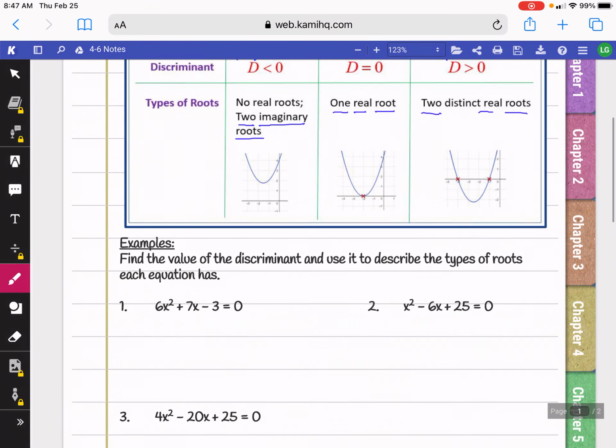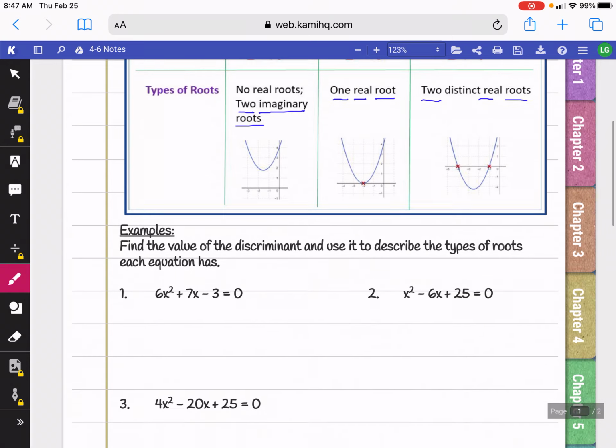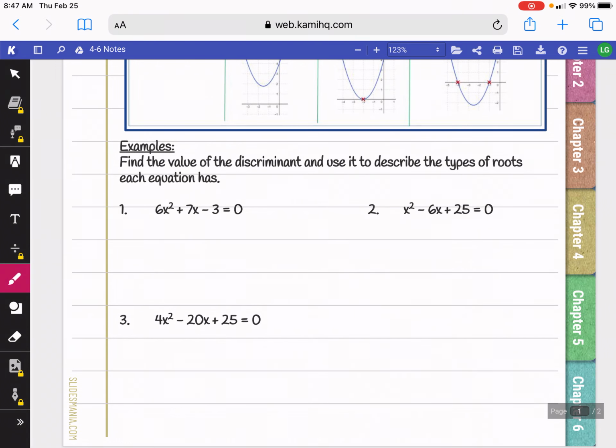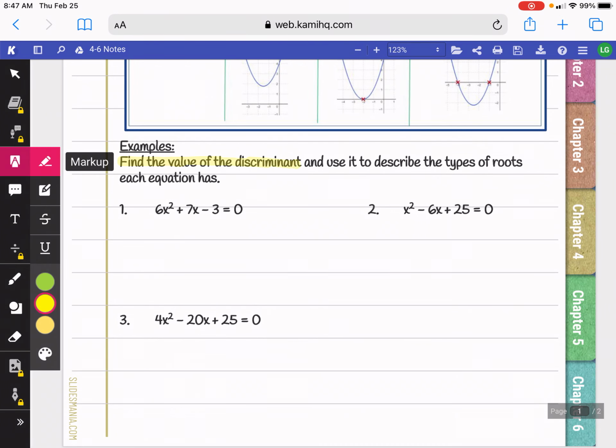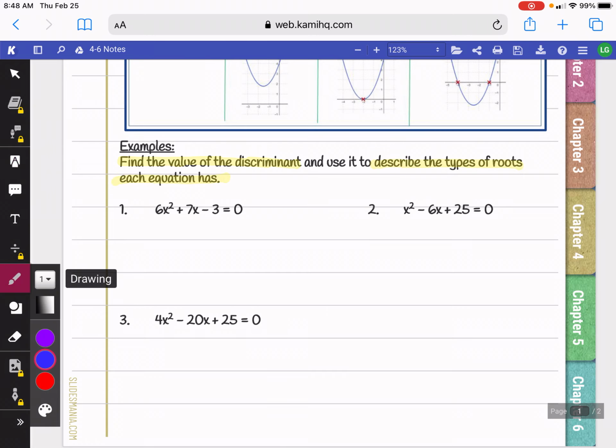So what we're going to be doing here is using the formula for the discriminant to find its value and then using it to describe the types of roots each equation has. Here in number 1, I'm going to start by labeling my a, b, and c. My a is 6, my b is 7, my c is negative 3. A is always the number in front of x squared, b is always the number in front of x, and c is always your constant.